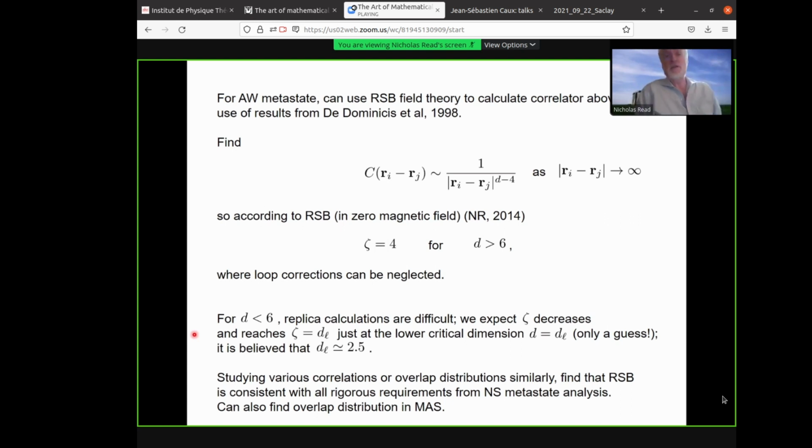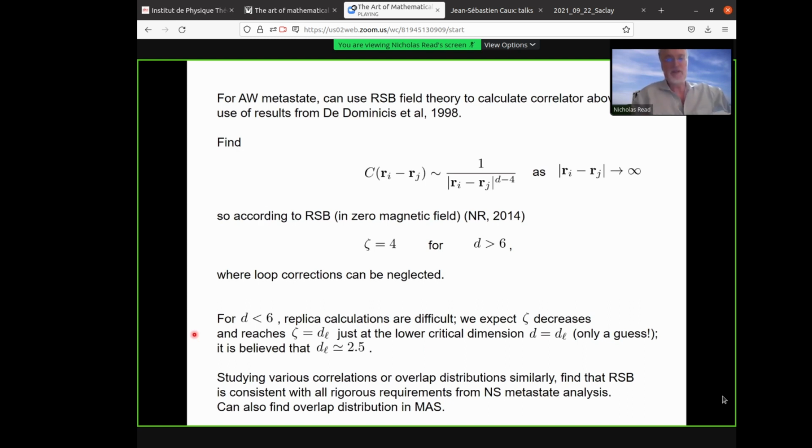And it wasn't a very difficult calculation for me because I referred back to results of De Dominicis and co. in 1998. For d less than 6, it becomes very difficult to calculate these correlation functions, and we're not very sure what is really happening there within the field theory approach. But we may expect that zeta decreases and reaches d so that the correlation function becomes a constant just at the lower critical dimension, below which there's no transition at non-zero temperature. And this lower critical dimension is thought to be about 2.5 in spin glasses.